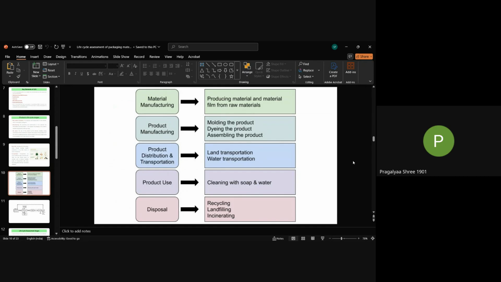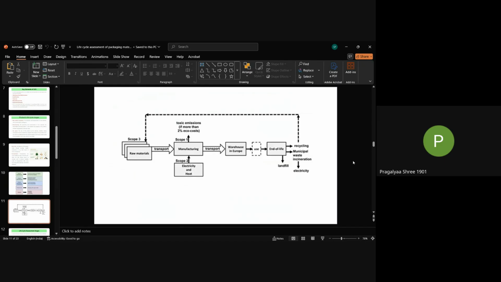All these are involved in the life cycle assessment, and this has been shown by means of a simple pictorial representation. Here, raw material is transported to the manufacturing sites. Some toxic emission may take place, and that leads to greenhouse gases. Then we are using electricity and heat for the manufacturing process itself. Energy is involved in this case.